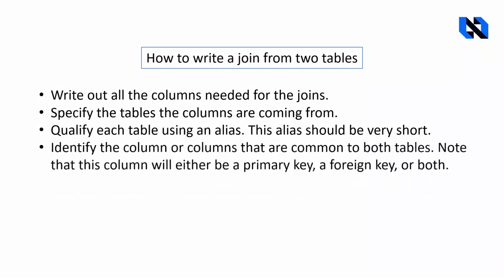Now, the next thing is to identify the column or columns that are common to both tables. Remember our definition of joins from the introduction of this video. You join tables together based on columns that are common to both tables. Now, these columns can either be a primary key, a foreign key, or both.